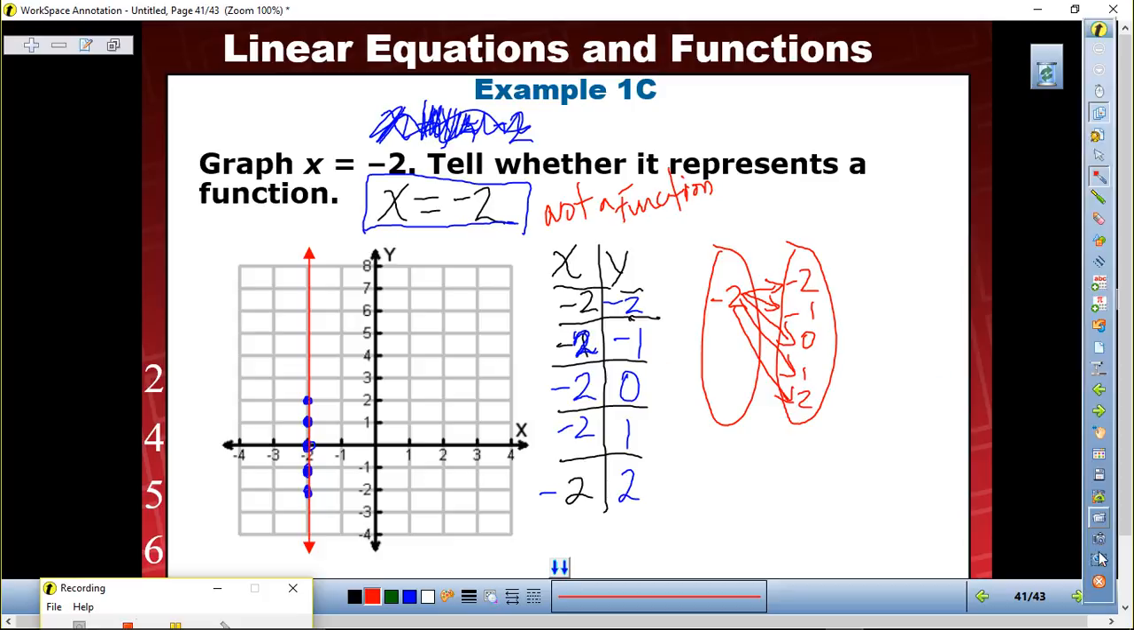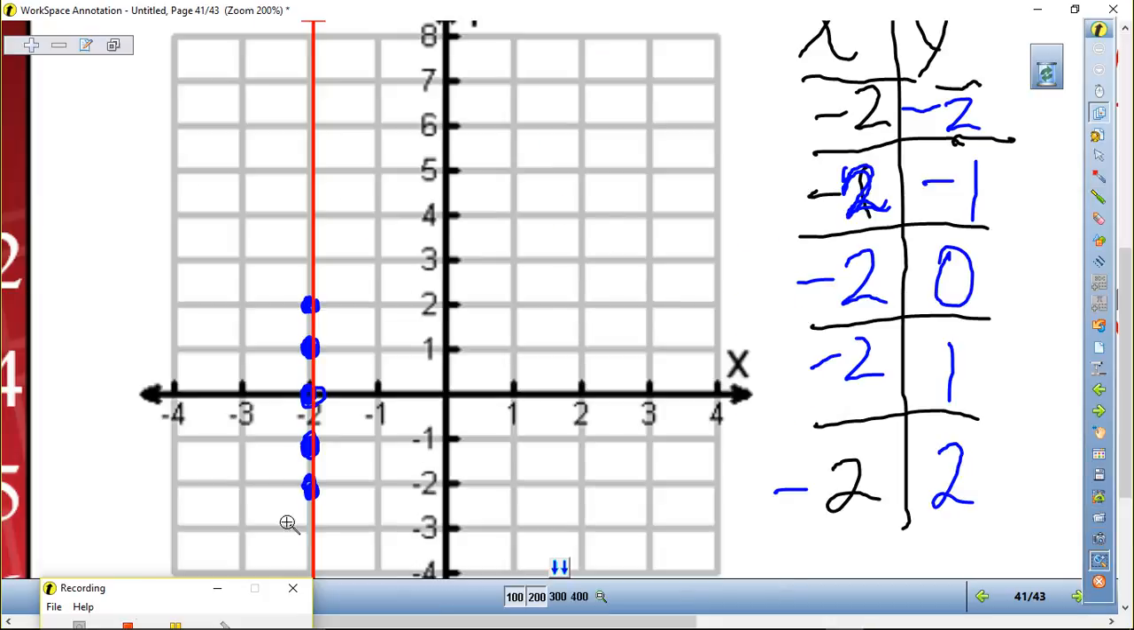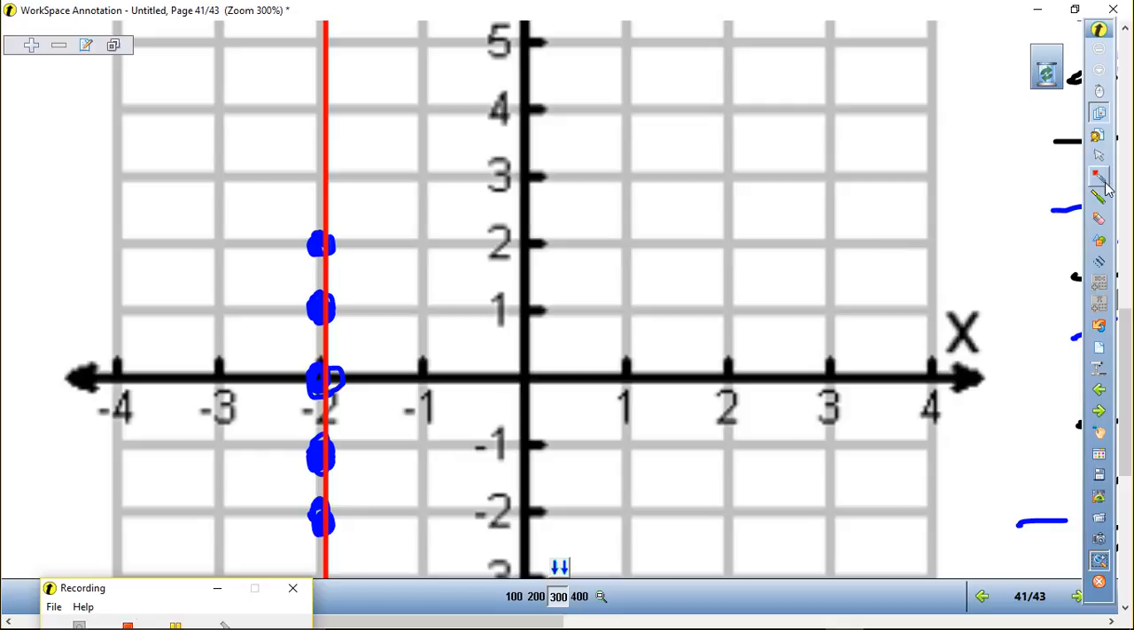Another way of looking at it is looking at our graph. Look up. Who notices that all the 5 points are stacked together? What is the x value for all of them? -2. And what is the y value for all of them? Different y values. That's why it's not a function.